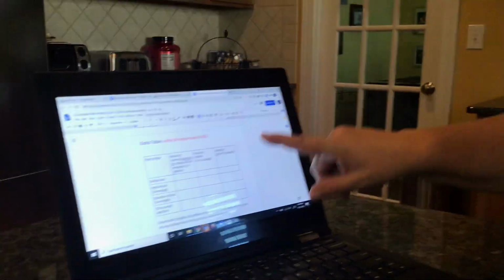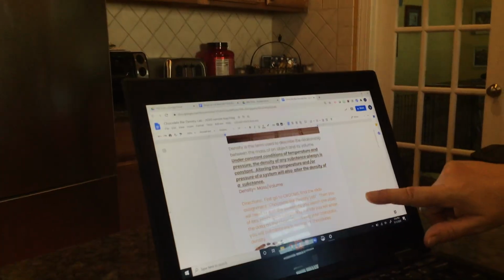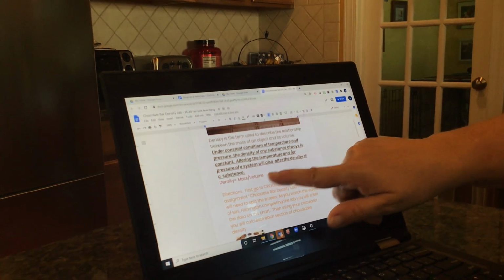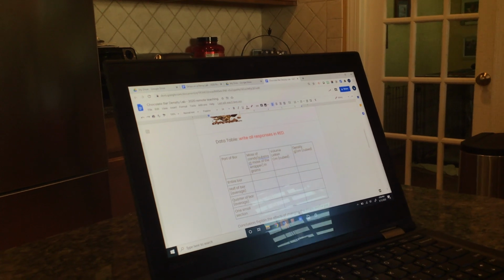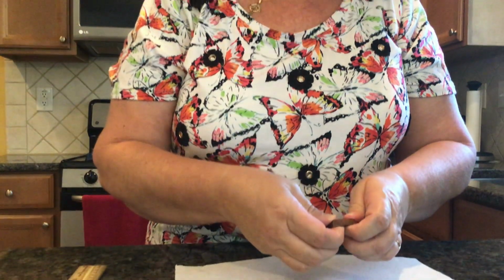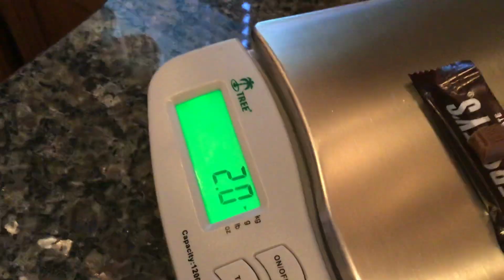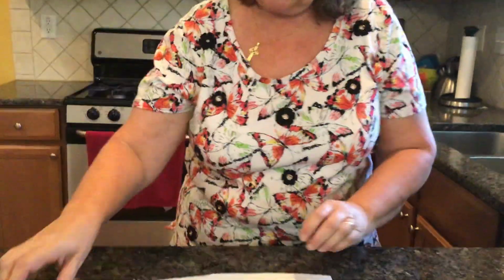Again, multiply your length times width times height, and do your density as mass divided by volume. You're going to figure out which way to change that decimal point. Now we're going to do it again and break our chocolate bar into a little tiny piece. Put it on, and I have 2.0 grams.